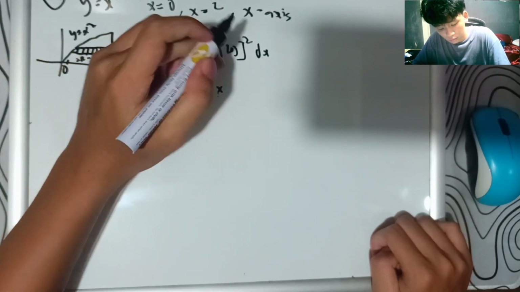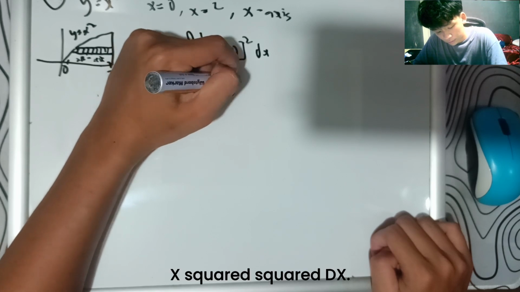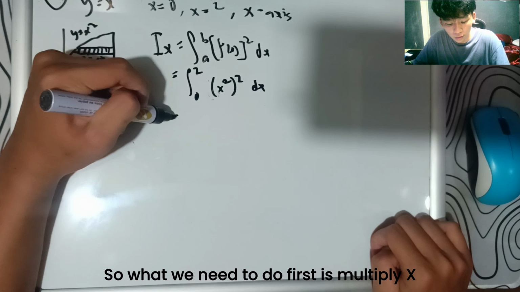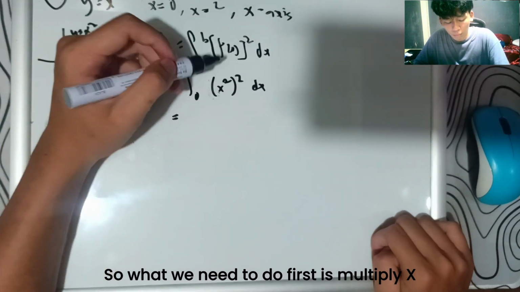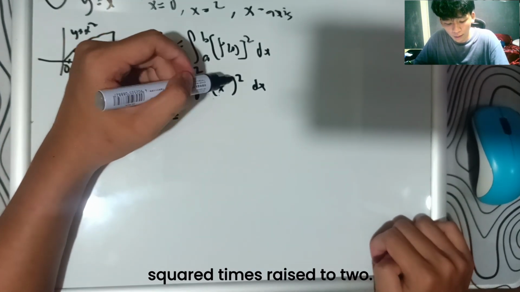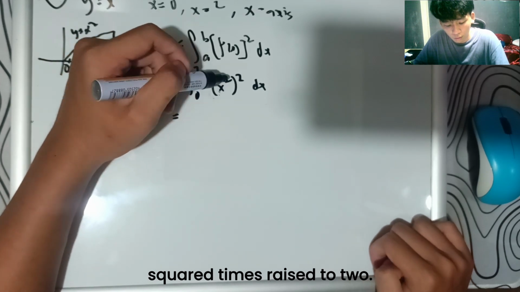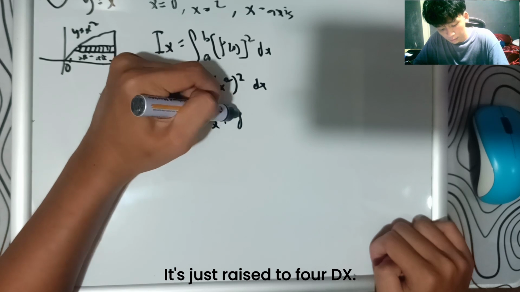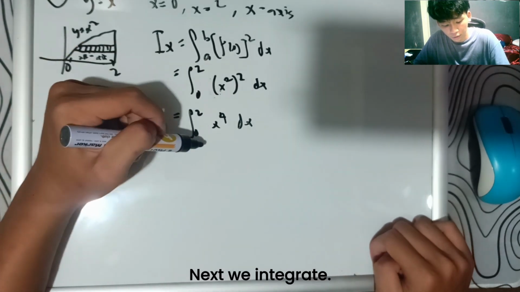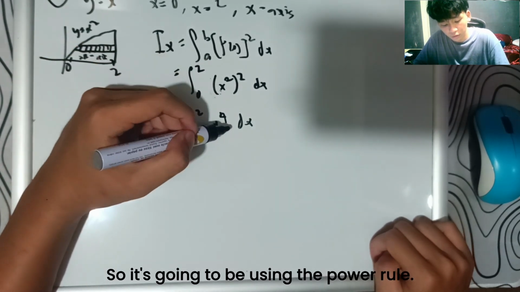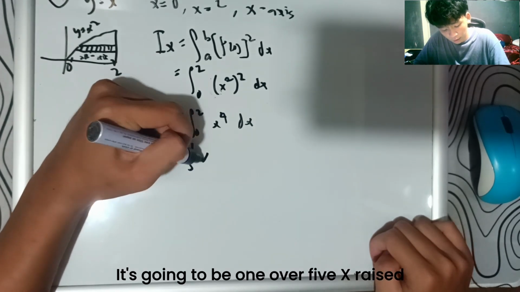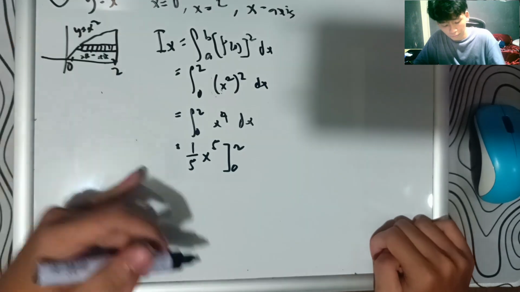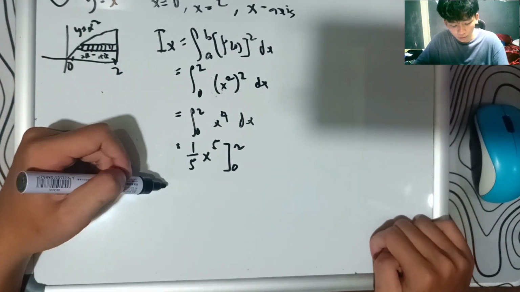x squared dx. So what we need to do first is multiply x squared times, raised to 2. Raised to 2, it's just raised to 4 dx. Next we integrate. So using the power rule, it's going to be 1 over 5 x raised to 5 from 0 to 2. Now we substitute the values in.